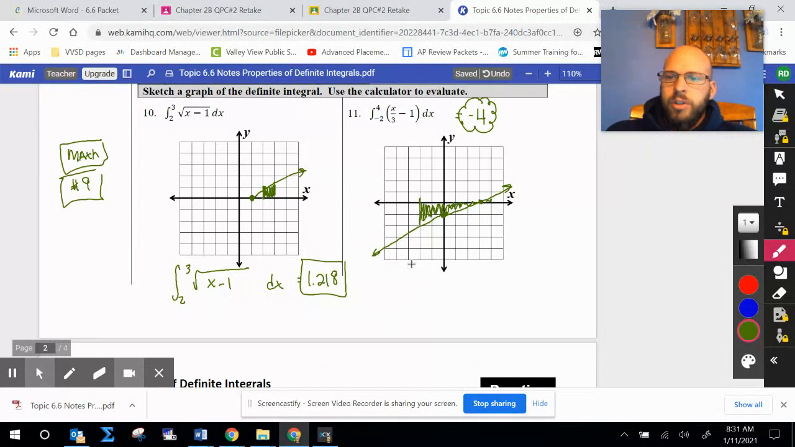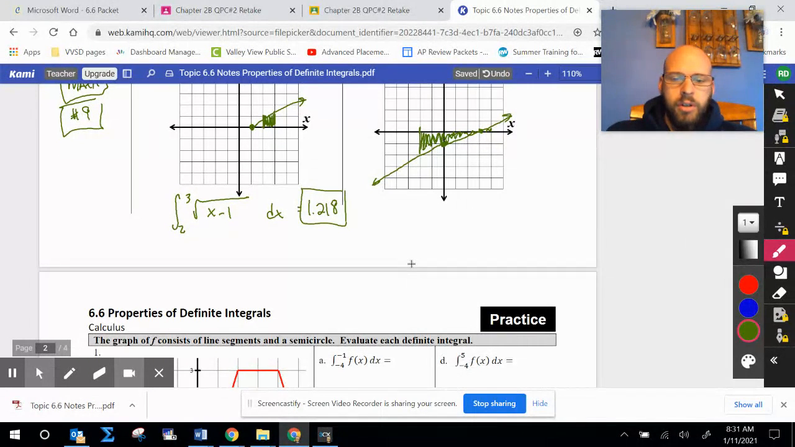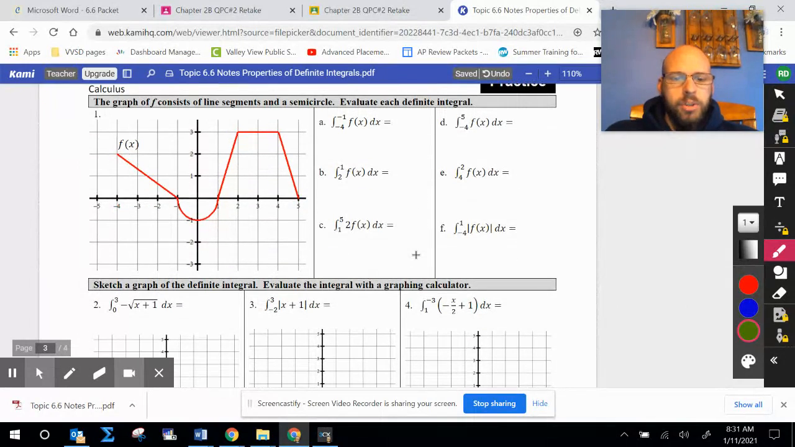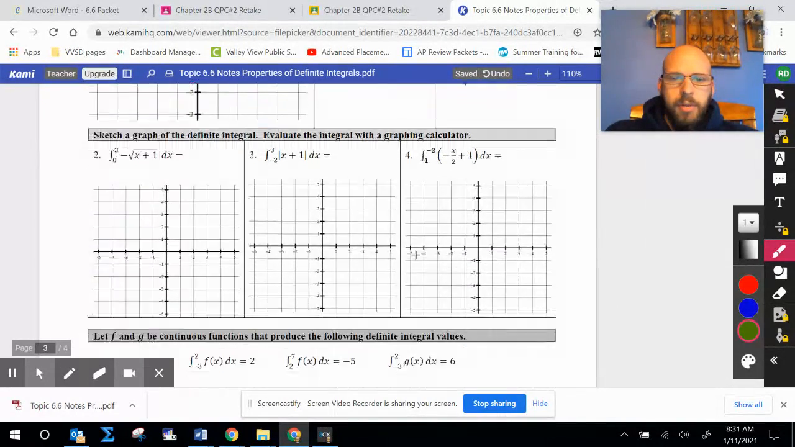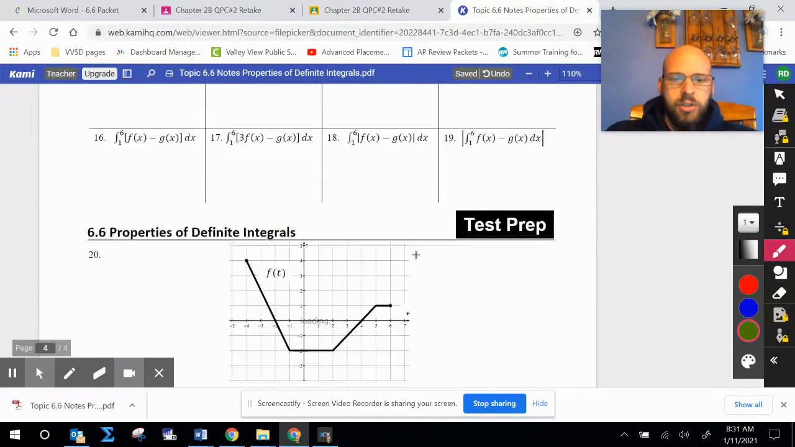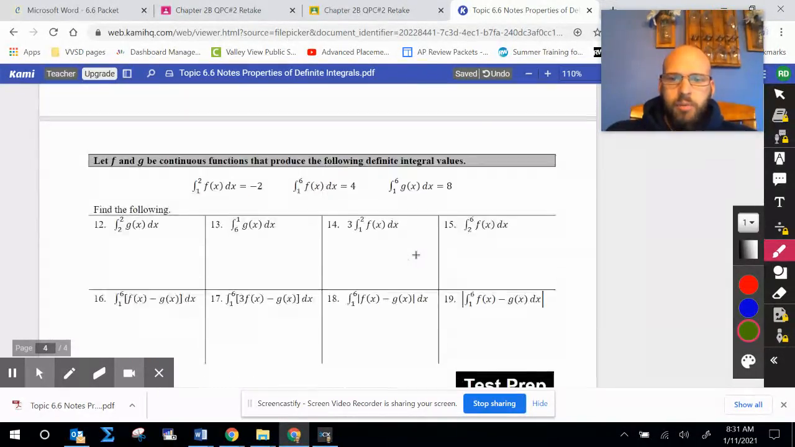Okay, now we will, in a future topic, learn how to do these integrals by hand without a calculator, but for right now, I want you to get comfortable with that calculator feature. Okay, now there are a bunch of practice problems here. I'm going to have you do those. I will post the answers to these practice problems so that way you can see them.